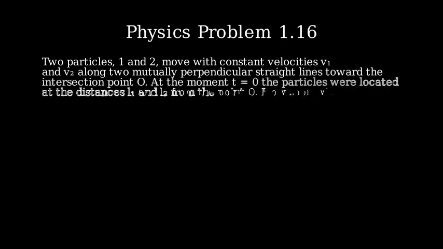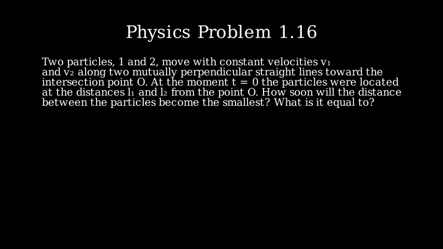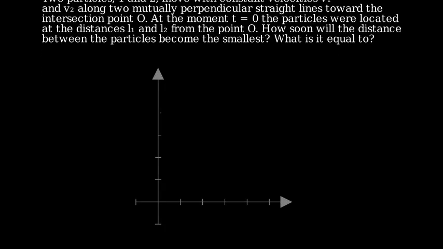In this problem, we have two particles labeled 1 and 2 moving with constant velocities v1 and v2 along two mutually perpendicular straight lines toward the intersection point O. At the moment t equals 0, the particles were located at the distances L1 and L2 from the point O. Our task is to find when the distance between the particles becomes the smallest and what that minimum distance is equal to. Let's start by visualizing the problem.